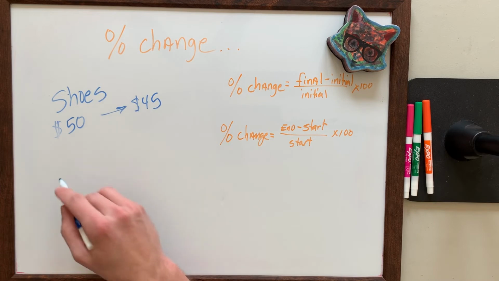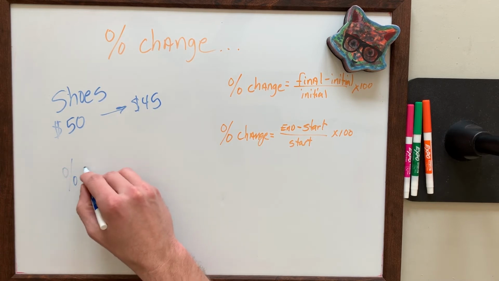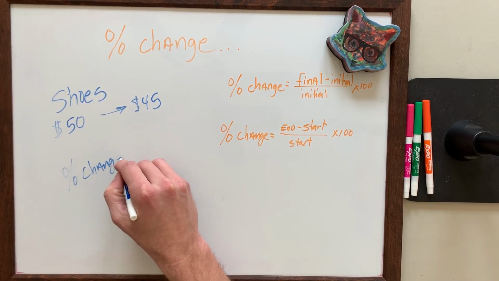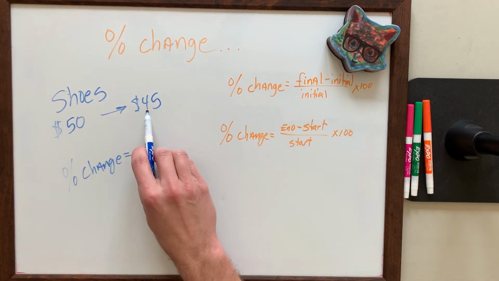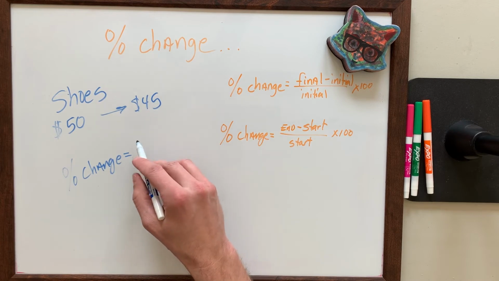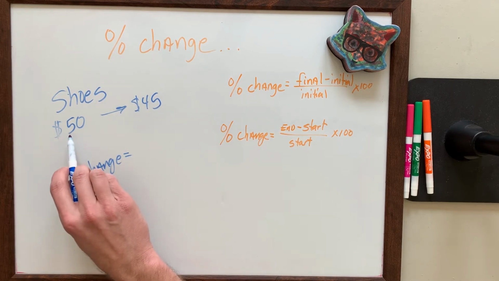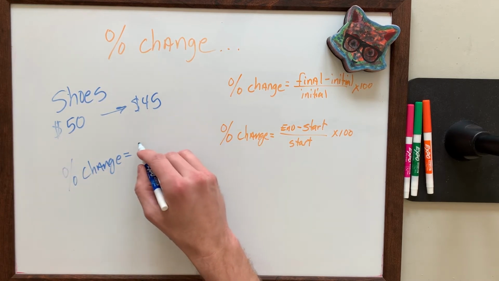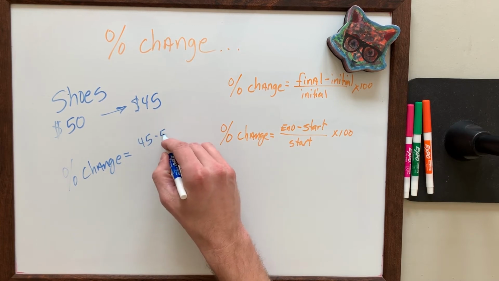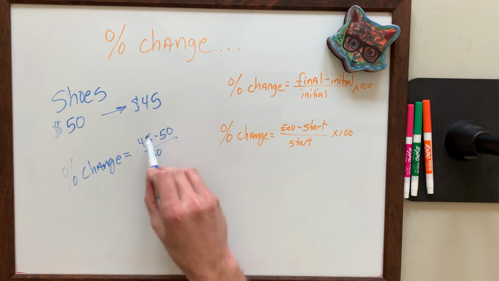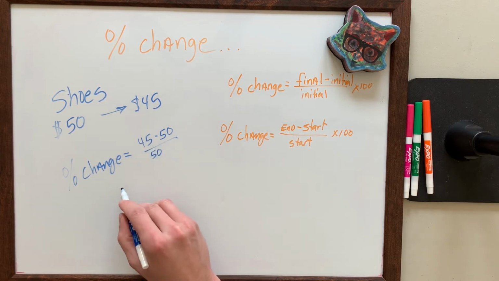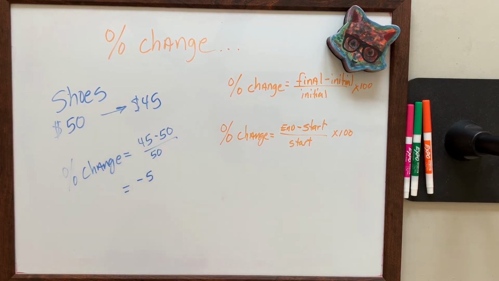So in this example, let's do the percent change here, all right? And what we're going to do is the end minus the start. Well, the end is where we landed, okay? The shoes started at 50, they ended at 45. So we're going to do 45 minus 50, okay? We're going to divide by the start, which is 50. This is where the shoes started. And this difference is going to be 45 minus 50 equals negative 5, okay?